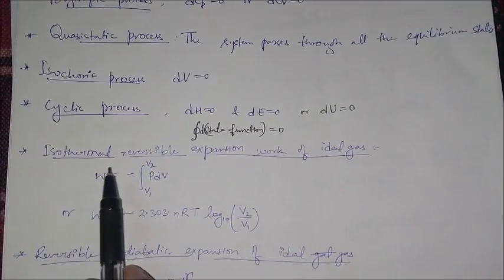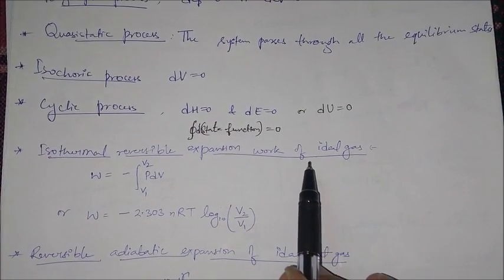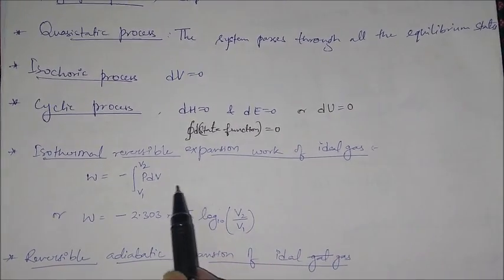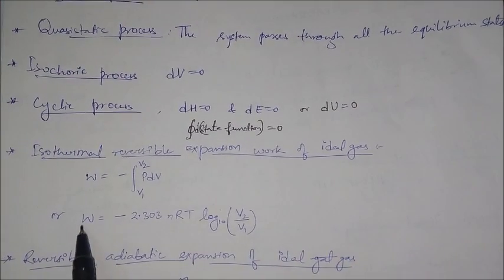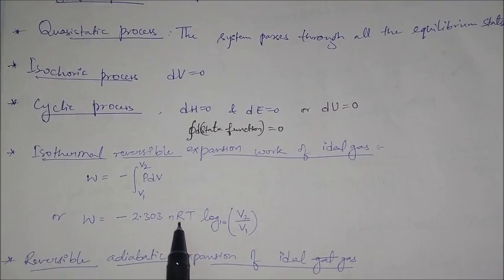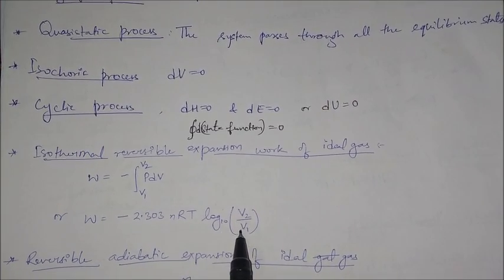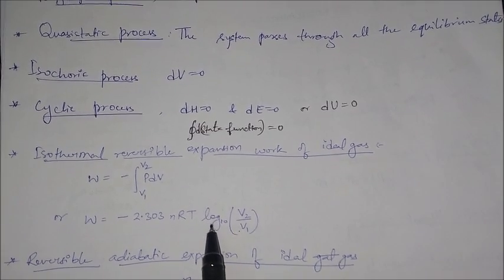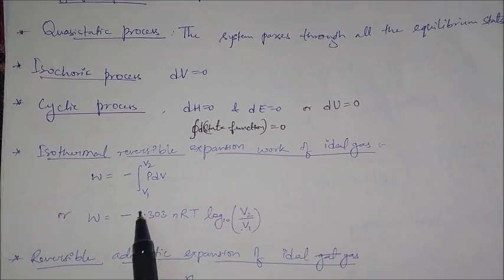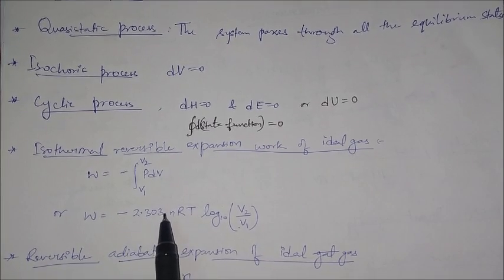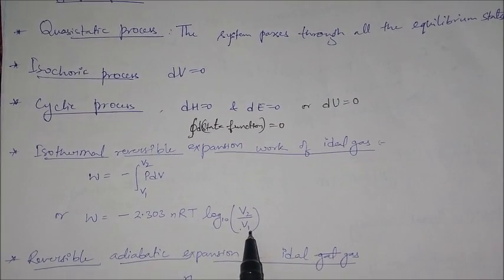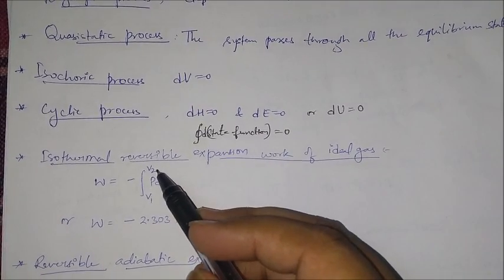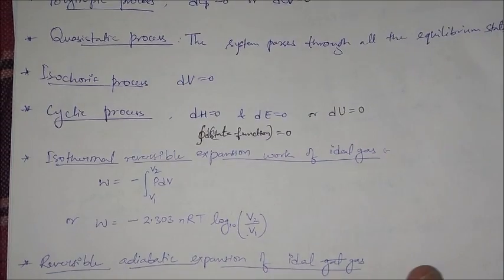Now next is isothermal reversible expansion. Work done during isothermal reversible expansion is equal to minus 2.303 nRT log V2 by V1, if you are expressing it in log base 10. If you are expressing it in natural log, then this 2.303 will vanish and it will be minus nRT ln V2 by V1, if the expansion is going from V1 to V2.